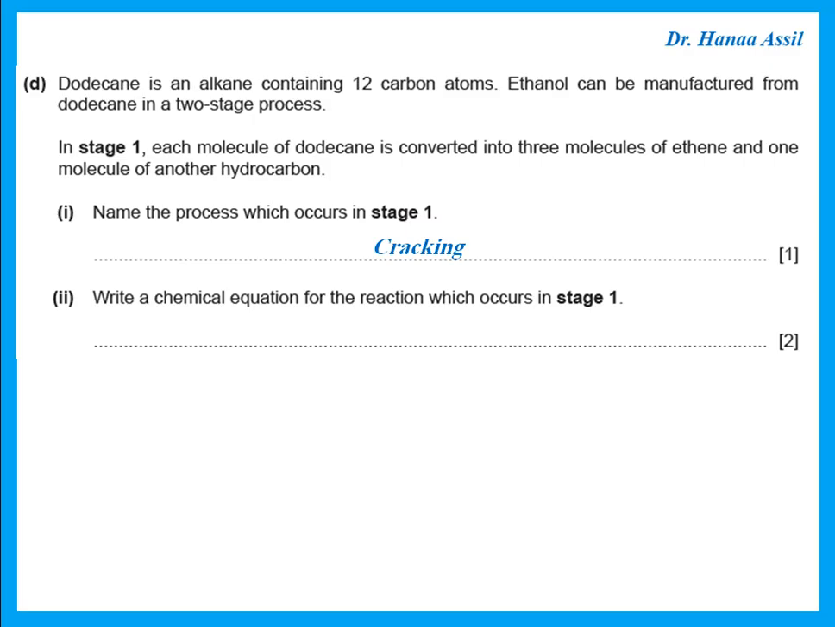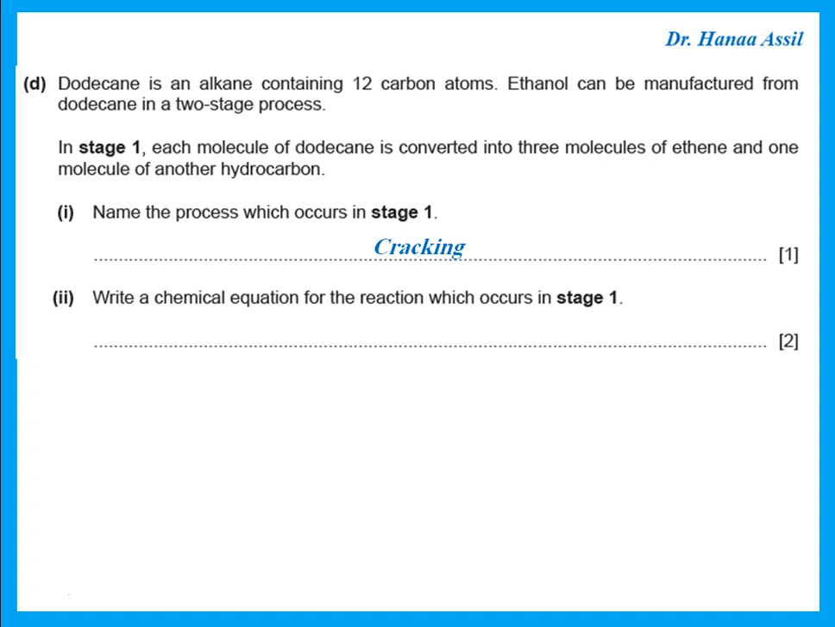Do you remember the conditions for cracking? If you were asked for the conditions of cracking, you should remember that cracking needs a catalyst, aluminum oxide catalyst, and a temperature of 400 to 700 degrees Celsius. So this is a process called cracking, where we break down long chain molecules into shorter chains. Then he's saying write a chemical equation for the reaction. How will you write the formula? Of course, a chemical equation means a balanced symbol equation.